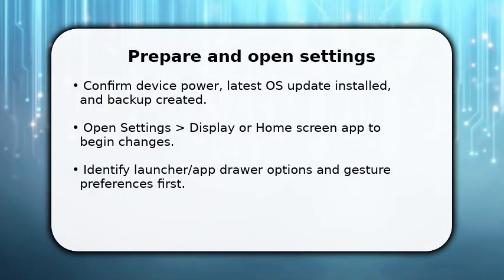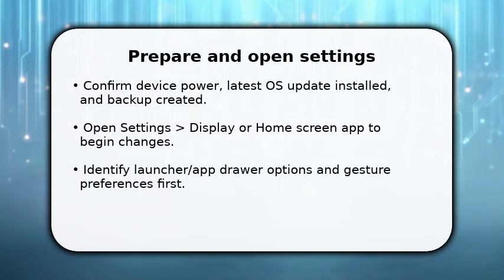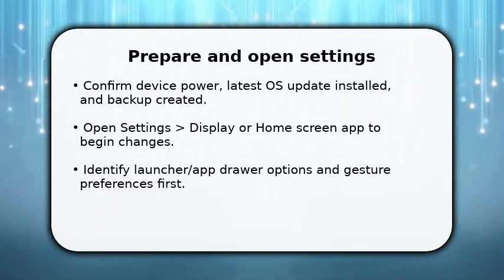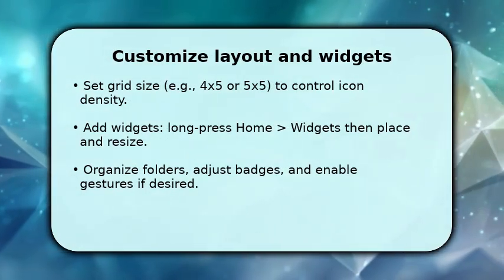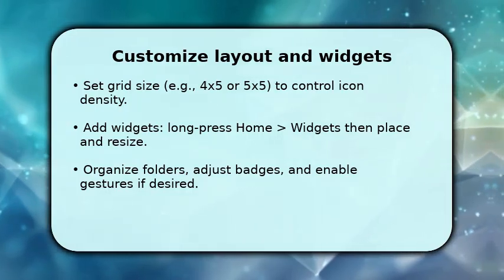Make selections now so subsequent steps apply correctly, and keep the app drawer and grid size options visible. They control icon spacing and swipe behavior. Now you fine-tune how your home screen functions. Select a grid size like 4x5 or 5x5 to balance density and readability.